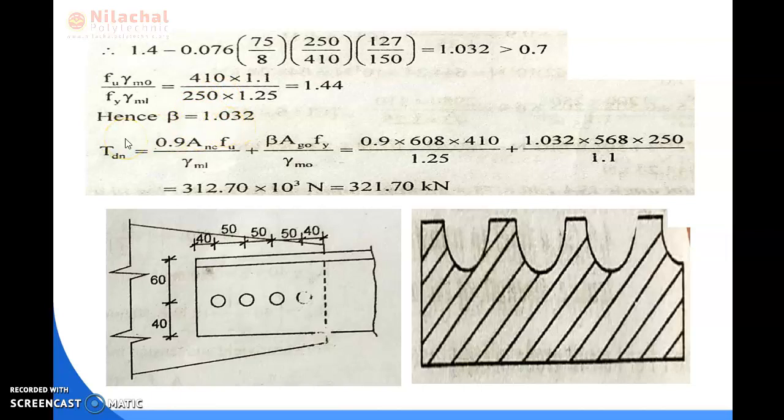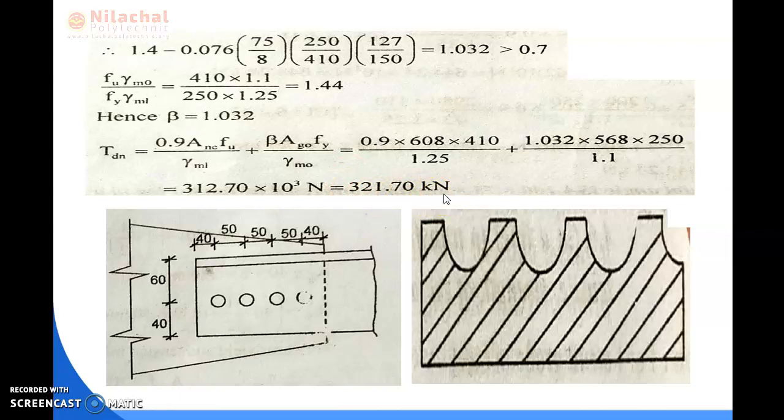Now we can calculate the strength in rupture. TDN equal to 0.9 ANC FU divided by gamma ml plus beta AGO FY divided by gamma MO. By putting these values: 0.9 into ANC is 0.608, FU is 410 divided by 1.25, plus beta, which is 1.032, into AGO is 568 multiplied by FY, which is 250, whole divided by gamma M0, which is 1.1. By calculating this, we got the value of TDN as 321.70 kilonewton.